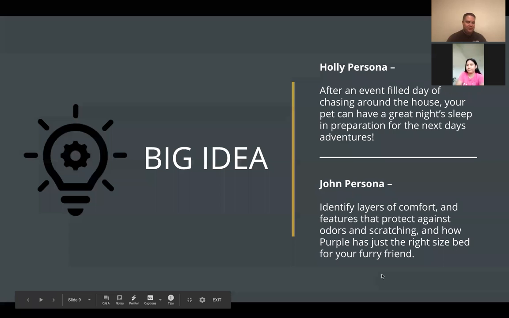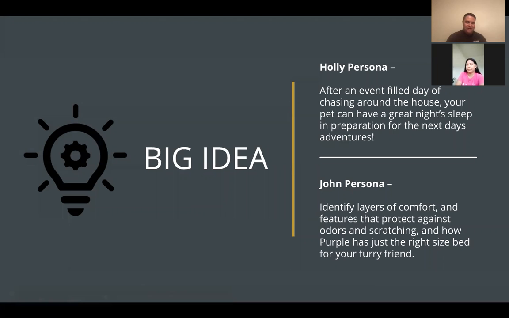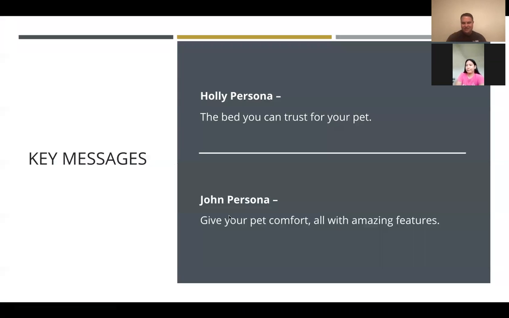Later we'll present mock-ups for the ad campaign to demonstrate how these strategies will be implemented. So, what is the big idea? It's an overarching message that underpins all elements of a campaign. These are the big ideas, again, for our two personas. With Holly, after an event-filled day of chasing around the house, your pet can have a great night's sleep in preparation for the next day's adventures. And for John, we're going to identify the layers of comfort and features that protect against odors and scratching, and how Purple has just the right size bed for your furry friend. So that's the focus, and this is what we're trying to achieve.